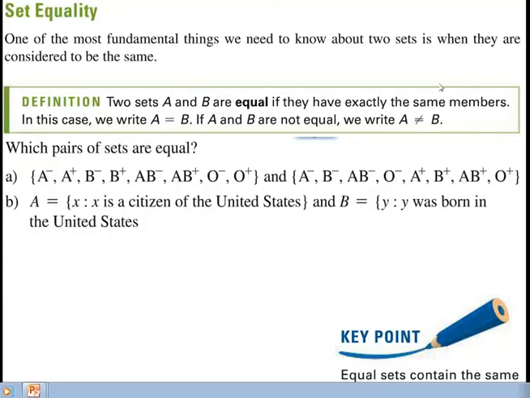In this case, we can write A equals B. Set A equals set B. If A and B are not equal, we write that they're not equal with a non-equal sign in the middle of them. So which pairs of sets are equal?